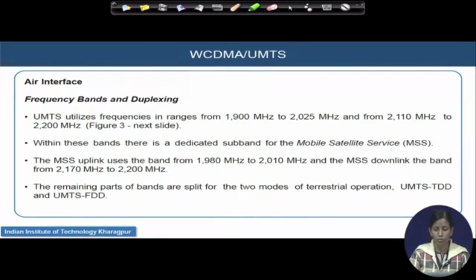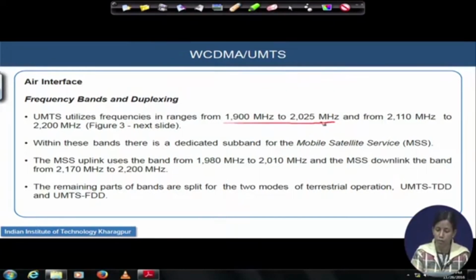In the air interface, the frequency bands and the duplexing modes are what we should be very interested in. It utilizes frequencies in the range of 1900 megahertz to 2025 megahertz for the uplink, and 2110 megahertz to 2200 megahertz for the downlink. Within these bands, there is a dedicated subband for the mobile satellite services, and the satellite service uplink uses the band from 1980 to 2010, and the downlink starts from 2170 to 2200. Whatever bandwidth is left is operated by the two modes of terrestrial operation, either UMTS TDD mode or UMTS FDD mode.